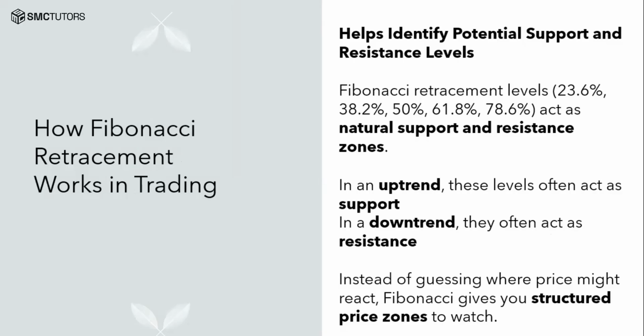How Fibonacci retracement works in trading. Number 1, it helps you identify potential support and resistance levels. In an uptrend, the Fibonacci level often acts as support. When the market is trending down, your pullback is going to go upward, where you're going to look for resistance to continue selling to the downside. So in a downtrend, the Fibonacci level acts as resistance. So instead of guessing where price might react, the Fibonacci gives you a structural zone. It marks out the zone to help you see clearly where price might react when it is pulling back.